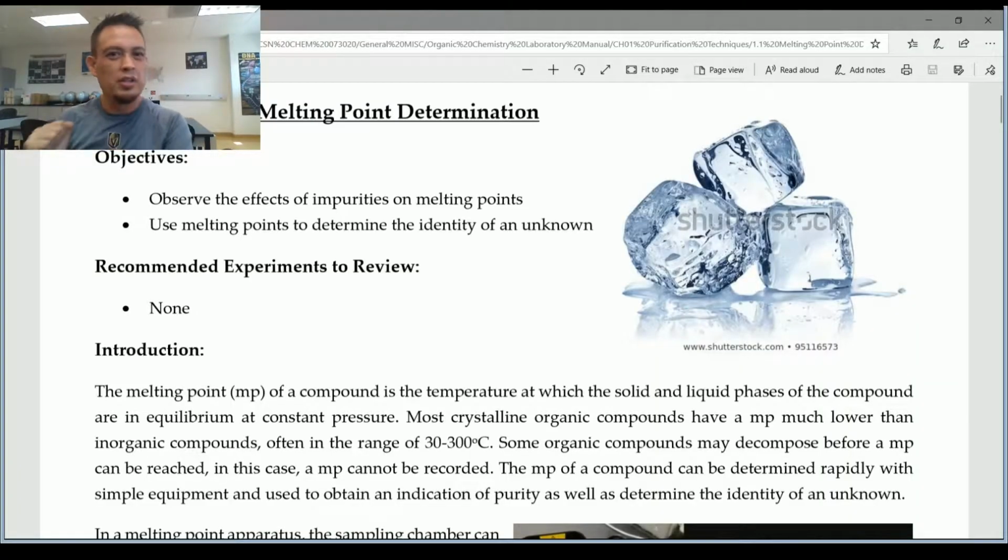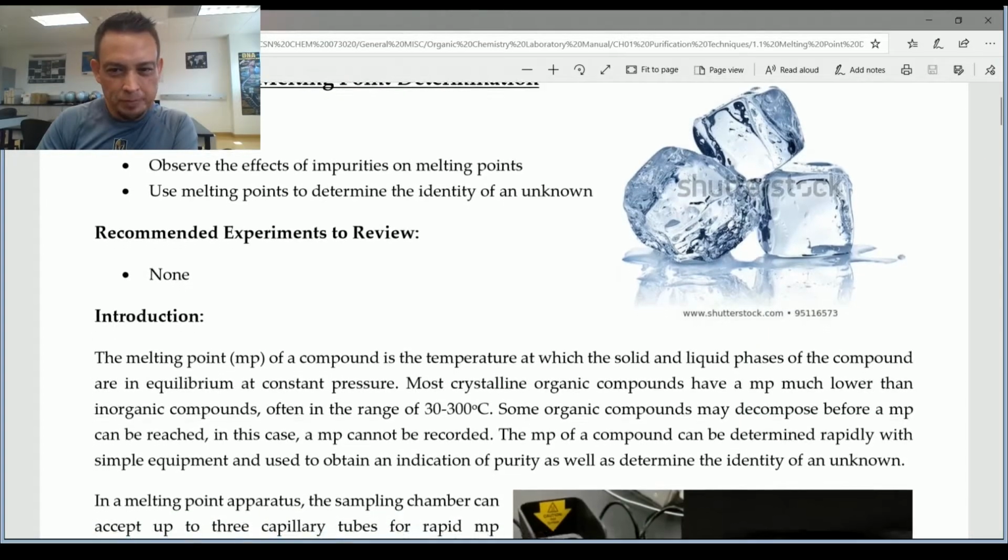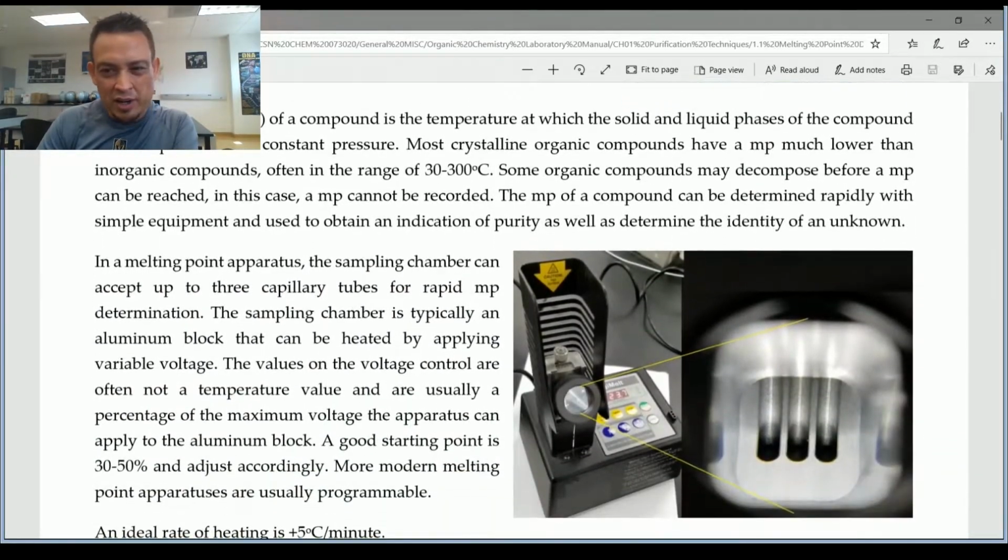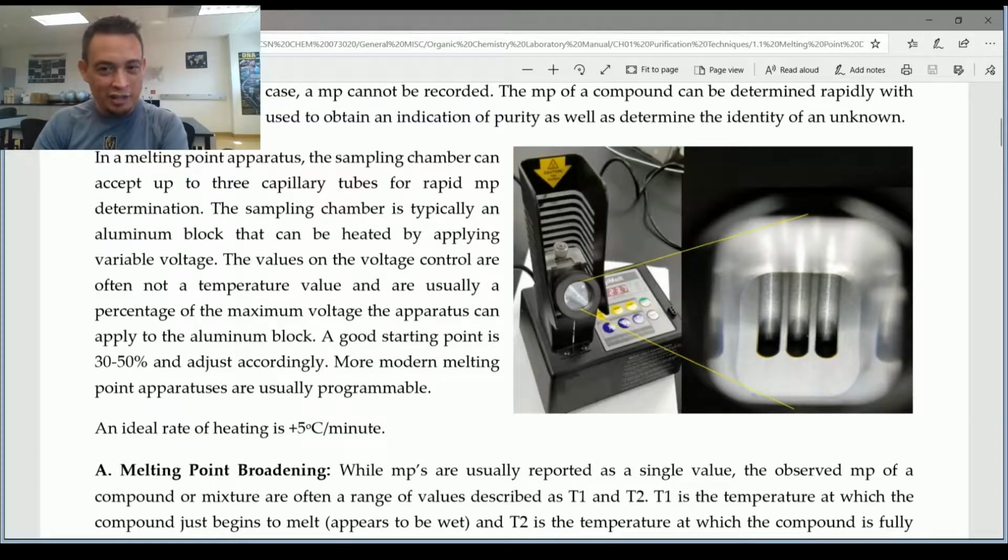The handout. All right, so here I have the lab pulled up. So here is a picture of the apparatus we're going to be using.